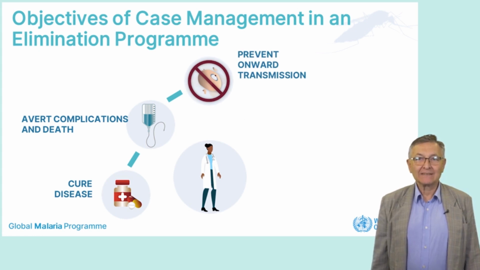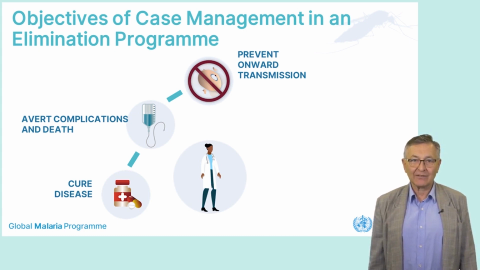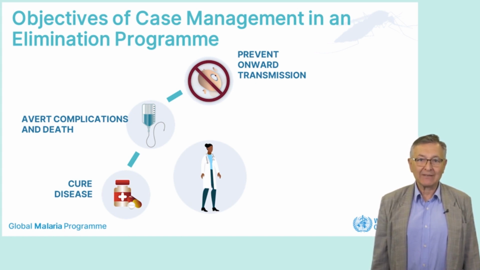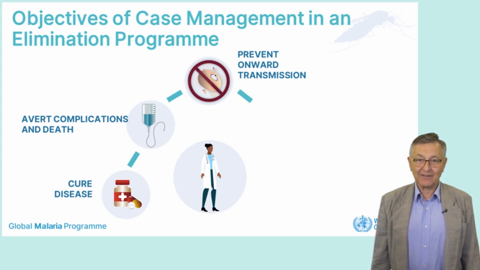In elimination settings, there is additionally the goal of preventing onward transmission from individual cases. This is accomplished by ensuring a complete cure of patients through early identification of suspected cases, correct diagnosis, supervision of appropriate treatment, and follow-up of all cases in the appropriate time frame for the anti-malaria medicines and parasite species to ensure cure. Onward transmission is also reduced through the provision of a single low dose of primaquine for Plasmodium falciparum infections in order to reduce the transmissibility of the infection.